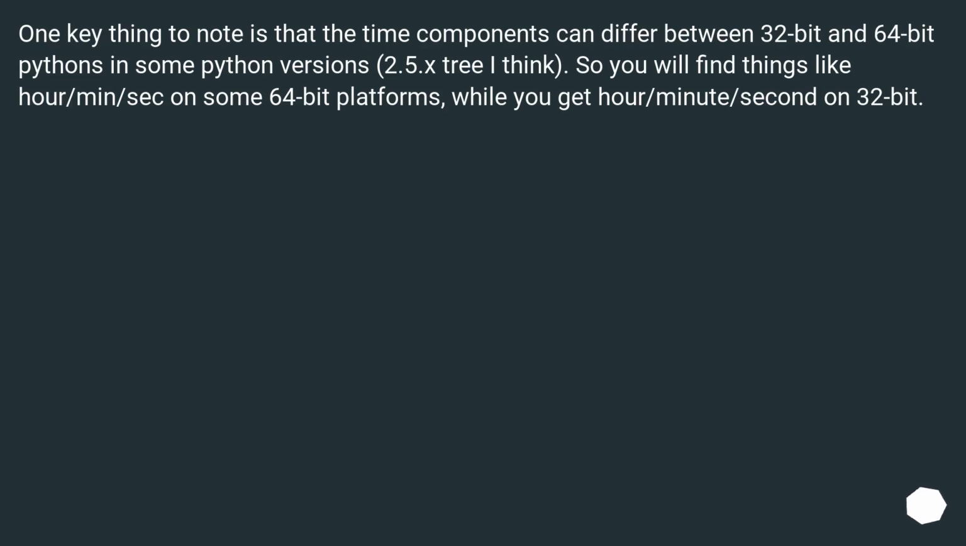One key thing to note is that the time components can differ between 32-bit and 64-bit Pythons in some Python versions, 2.5.x I think. So you will find things like hour per minute per second on some 64-bit platforms, while you get hours/minute per second on 32-bit.